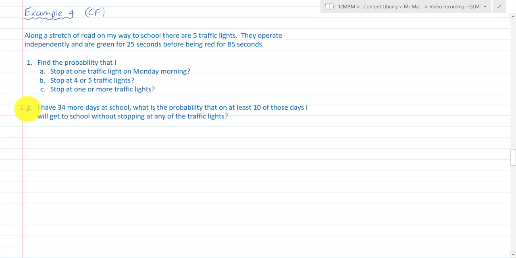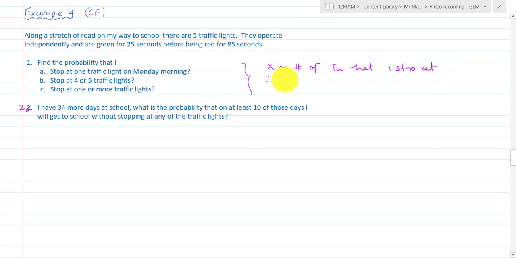Along a stretch of road on my way to school, there are 5 traffic lights. They operate independently and are green for 25 seconds before being red for 85 seconds. Find the probability that I stop at 1 traffic light on Monday morning. So let's define some things first. X is going to be approximately equal to the situation, which is the number of traffic lights, let's just call them TL to save time, that I stop at.